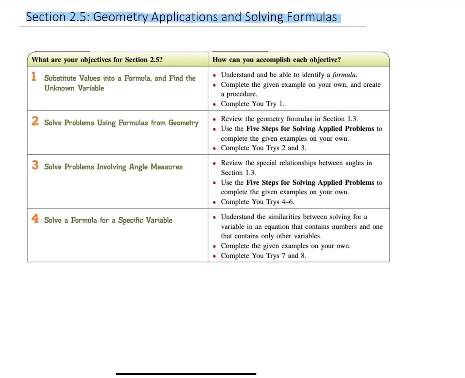All right, so this was section 2.5. We were looking at some geometric applications and solving questions involving formulas. So we substituted values into a formula to find some unknown. We solved problems using some geometric formulas, specifically around triangles and area. We also solved some problems involving angle measures. So there are a few properties there, the complementary, supplementary angles, and then angles across from each other in an intersection. And then we took some formula given to us and solved for a specific variable. So it's really just like rearranging things, like rearranging pieces of a puzzle.